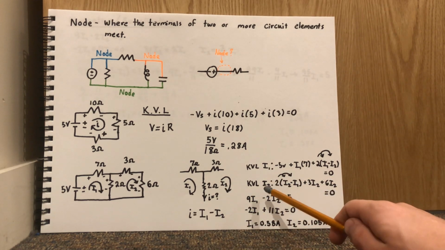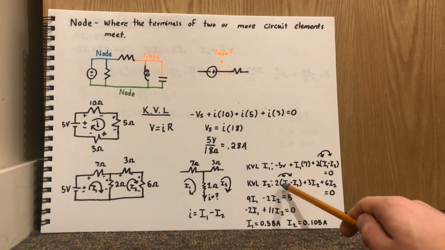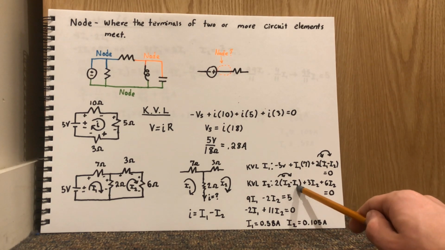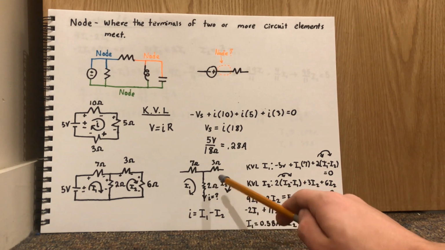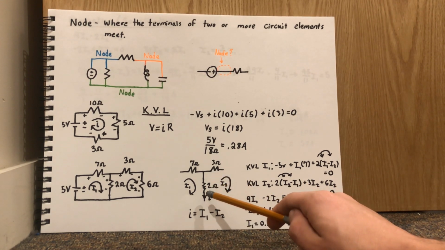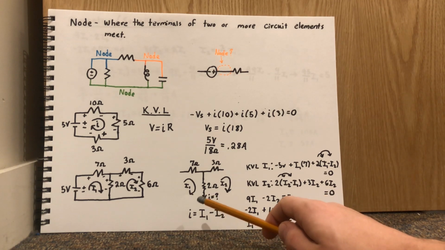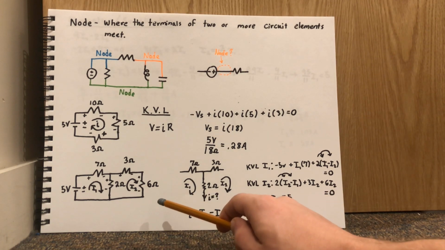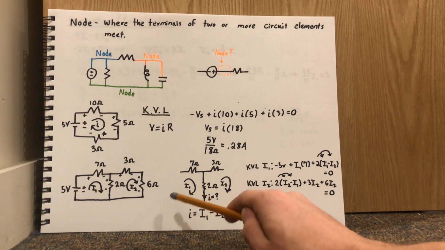So now let's take a look at KVL on I2. 2 ohm resistor multiplied times I2 minus I1, since we're trying to find it in this direction, so it's going to be the current upwards minus the current downwards. And if you want to kind of visualize this better, it's always the direction that you want minus the opposite direction.